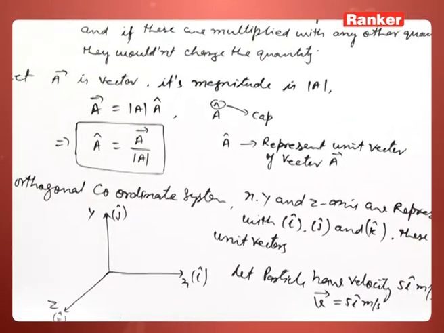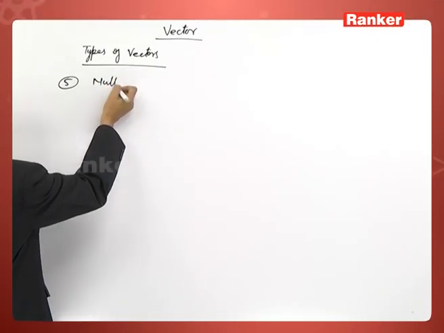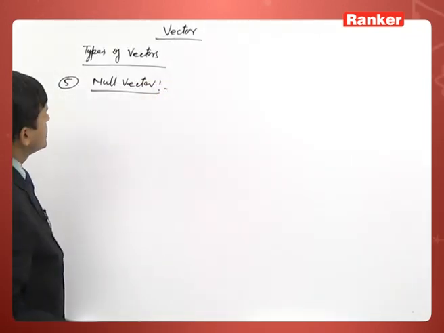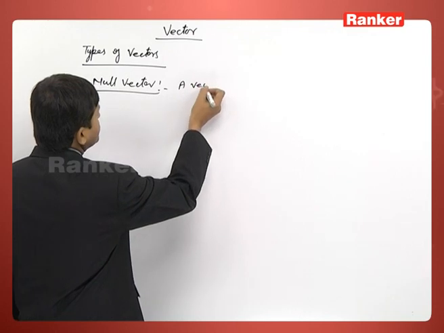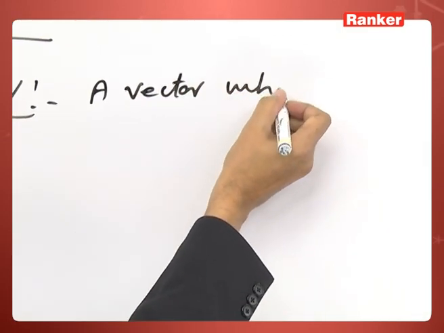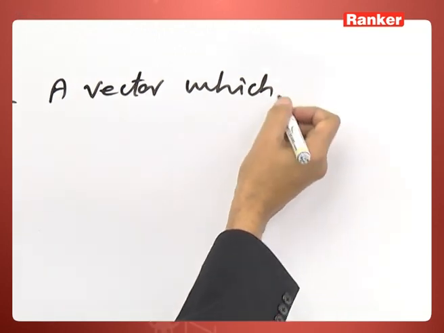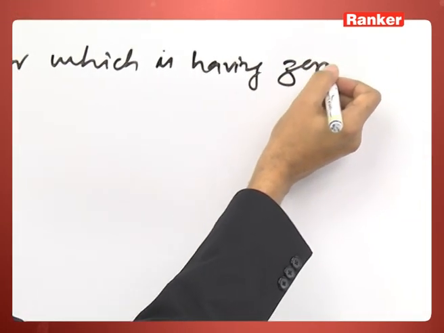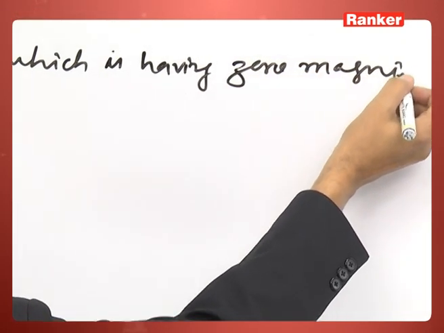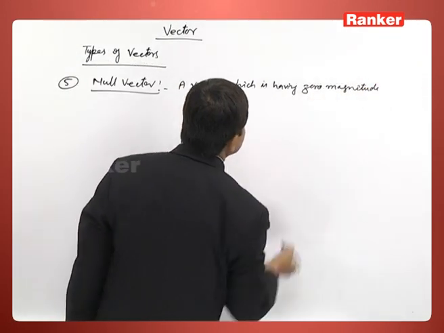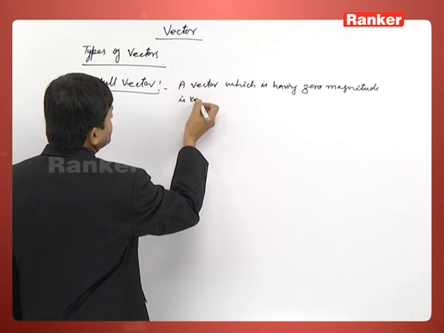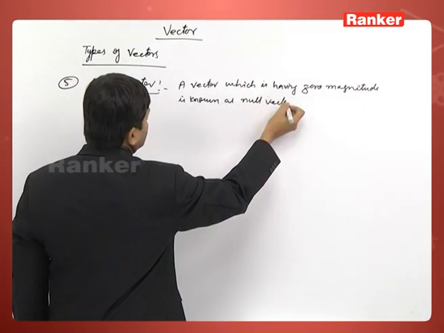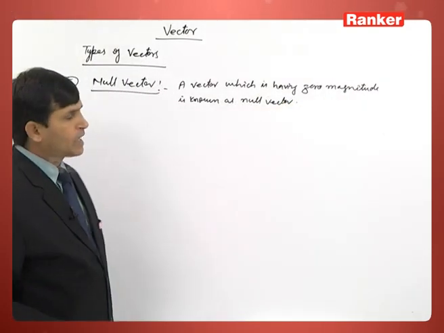Now, come to the next point, null vector. A null vector means a vector which has zero magnitude. A vector having zero magnitude is known as a null vector.